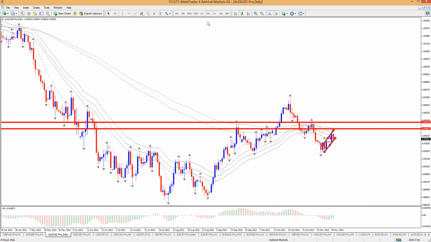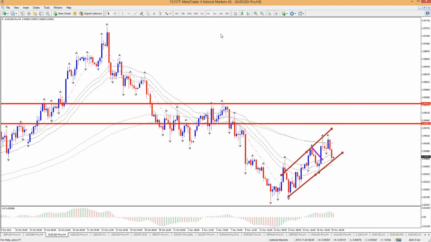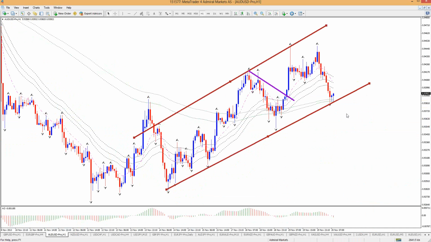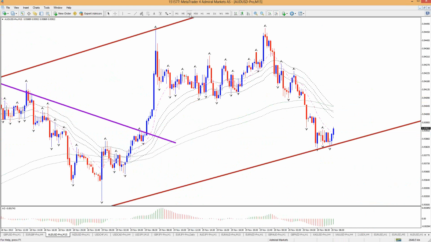Let's see. So back to the 4-hour and 1-hour. And we can see that we're back at the long-term moving average. In that regard, it could even be worth a buy indeed. A buy here with a stop loss here as a bounce straight off this trend line.